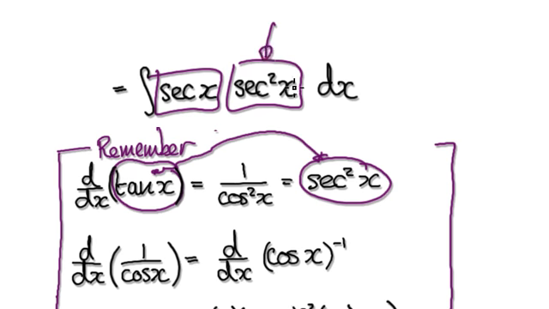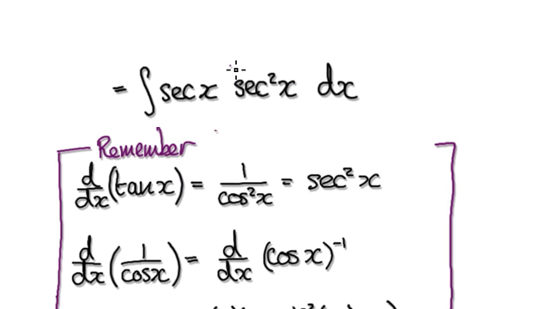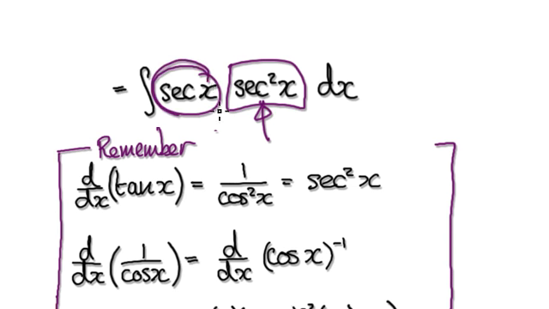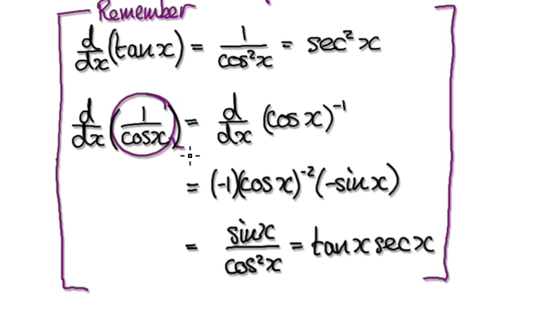So when you look at this, if this is exactly the same as this, you should be able to integrate it easily. Just remember that this block here we can integrate easily. Now look at this. When you differentiate, secant squared can be written as this. So when you differentiate 1 over cos, you would get this.